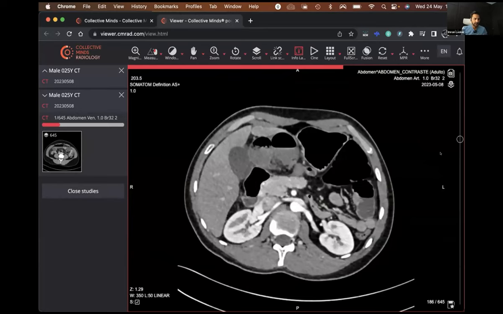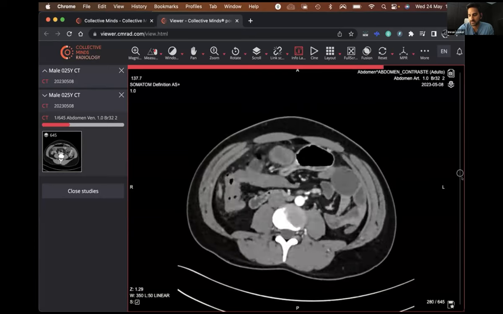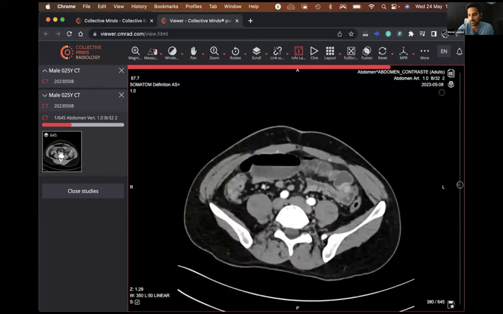So is this the X-ray case with the bowel obstruction? No, we already did that one. The X-ray case with the bowel obstruction ended up being appendicitis resulting in the ileus. So this one I thought was very, very interesting because, okay, we're going to do one scroll through as quick as we can. I think we've seen most of what we need to see.